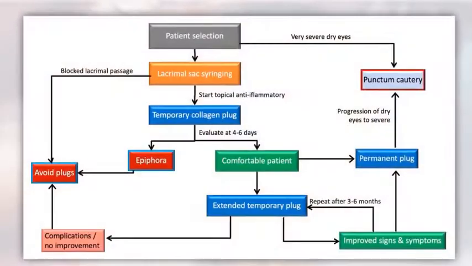This is the flow chart which I would like to leave you with finally, for a patient where you think about doing a punctum plug. First, do a lacrimal sac syringing. If there is any blockage of the passage, please avoid plugs. If the syringing is patent, you can use a temporary collagen plug. These are very cheaply available, in fact as cheap as probably 100 rupees or so, and very widely available with us.